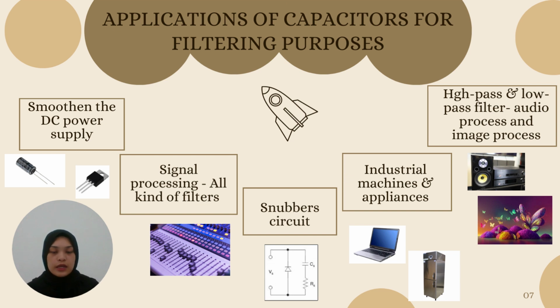Next, the fourth, capacitors for filtering are also applied in industrial machines and appliances, for example computers and refrigerators, to prevent noises produced from the machinery. Lastly, high-pass and low-pass filters are applied in various fields including audio processing, image processing, and more. For example, a low-pass filter can be used for smoothing images, while a high-pass filter is used for sharpening images.